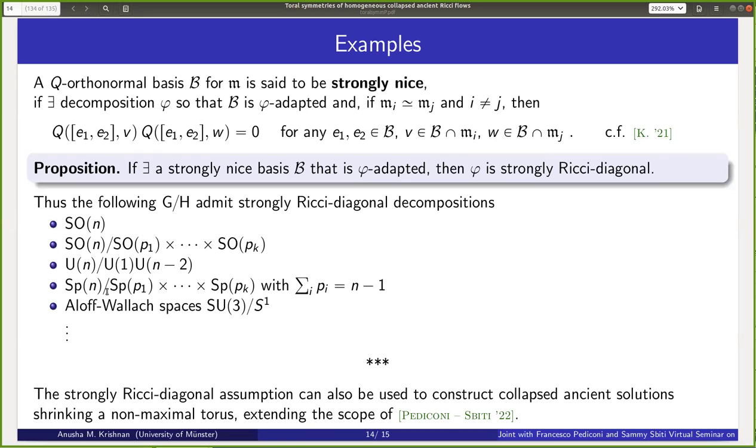Okay, yeah. So in this example, we are guaranteed that you have a strongly shrinking torus. That is, if you have a collapsed ancient homogeneous Ricci flow, then the collapse must be happening along a strongly shrinking torus. So in this example, we have that. So that is the torus one dimension, right? Yeah. In this case, the torus one dimension. Yes.